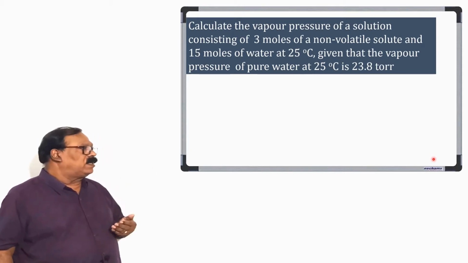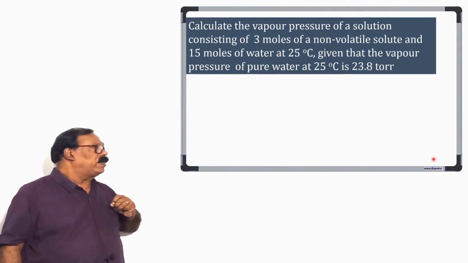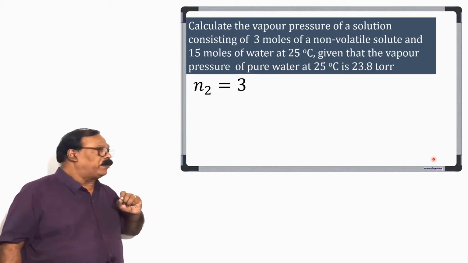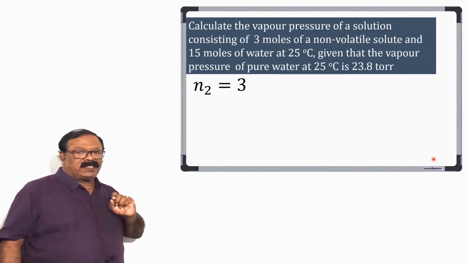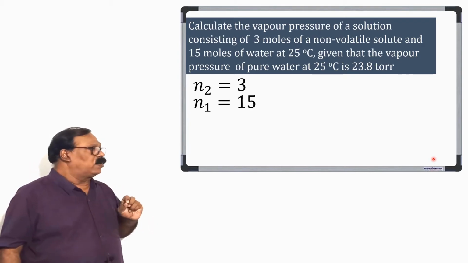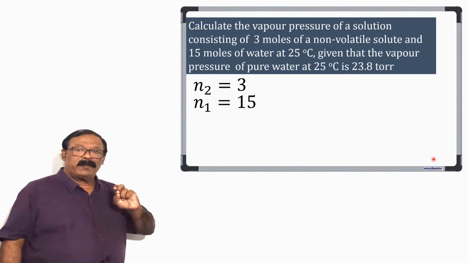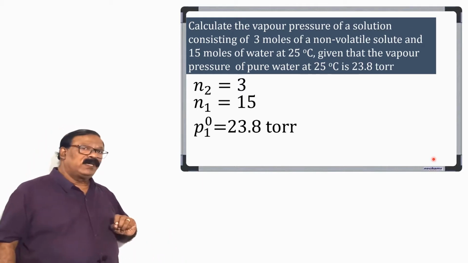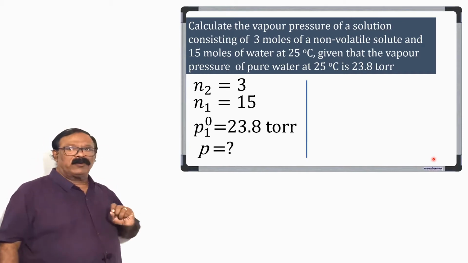Now let us list the data given. The first data is 3 moles. 3 moles is the number of moles of the solute, which is represented by N2. So N2 is equal to 3 moles. 15 is the number of moles of the solvent, water, represented by N1. So N1 is equal to 15 moles. Then 23.8 is the vapor pressure of pure water, represented by P01. So P01 is 23.8 torr. And you are asked to calculate P, the vapor pressure of the solution.